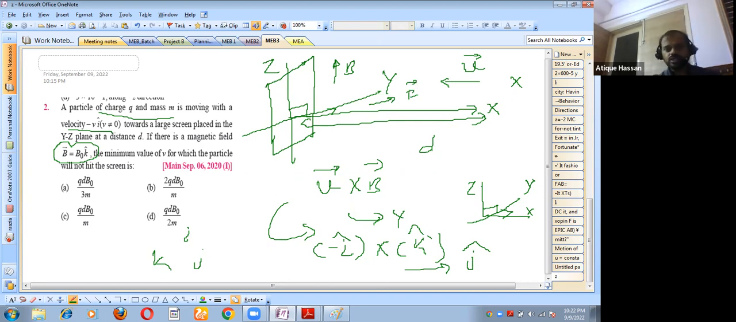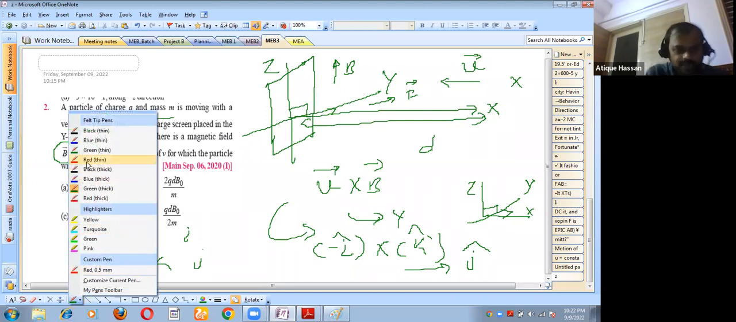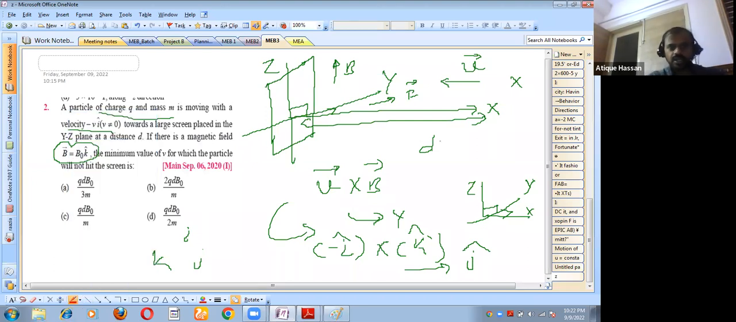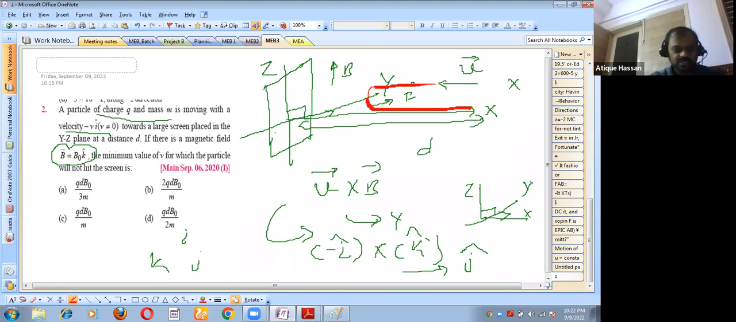If the force is along the Y direction, it will try to move in a circular path, and its center will be like this. It will try to move in a horizontal circle. Since its velocity is along this and the force is acting along this direction, it will move in this kind of circular path.